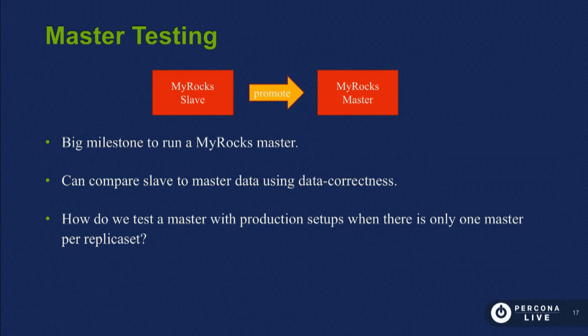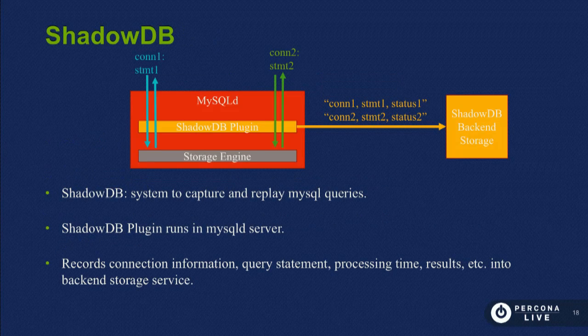This particular step of promoting a slave to a master is a huge one because we only have a single master per replica set. So we can certainly run the data correctness tool to compare the master to the slave, but how do you actually get master testing without promoting a replica to a master, right? How do you test it when there's only one master? And so for this particular problem, we developed a system called ShadowDB.